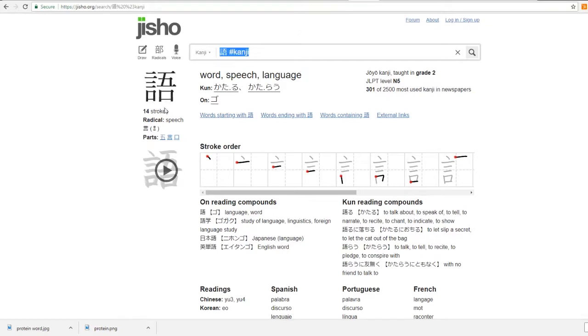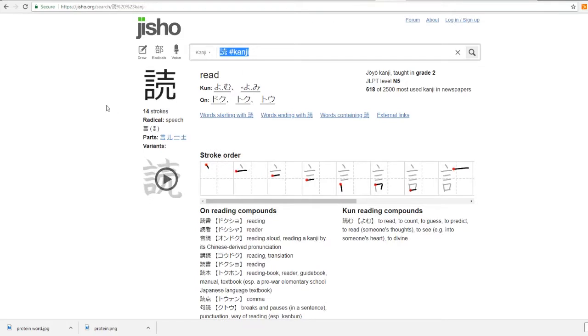Next thing we're going to look at is word, speech, or language. It's got say, 5, and mouth. So the thing that you can say 5 words in must be a language. That's how I look at it. Just saying 5 words makes up speech or language. The kunyomi for this one is going to be kataru, and the onyomi is going to be go.